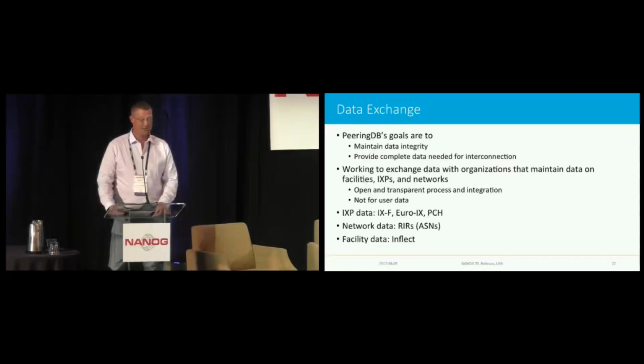So, some examples of this: for IXP data, we have data exchange with IX-F, Euro-IX, and Packet Clearinghouse. For network data, we use the regional internet registries for ASN validation. And for facility data, we've recently added work with Inflect, who's going to be presenting right after this.